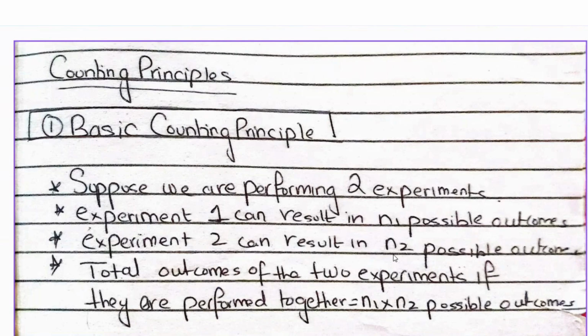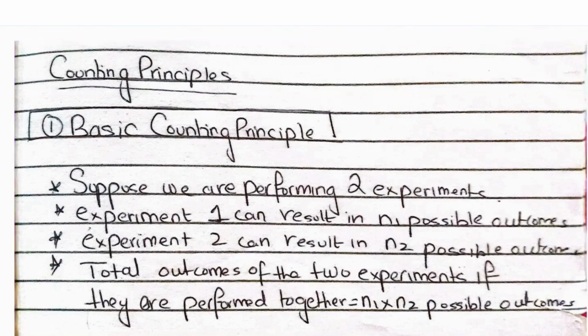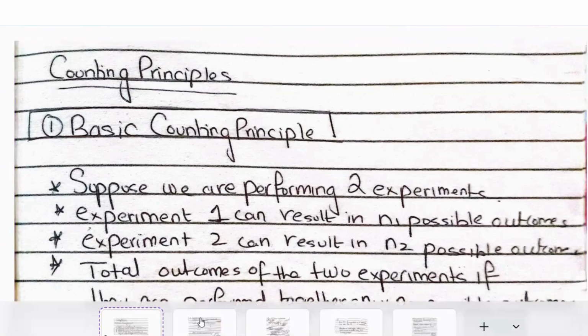And the basic counting principle says the total outcomes if you perform the two experiments together is just going to be the product of the outcomes of the first experiment and the outcomes of the second experiment. So if experiment one results in N1 possible outcomes and experiment two results in N2 possible outcomes, if you were to perform the two experiments together, the total outcomes would be N1 times N2. Let's look at an example.